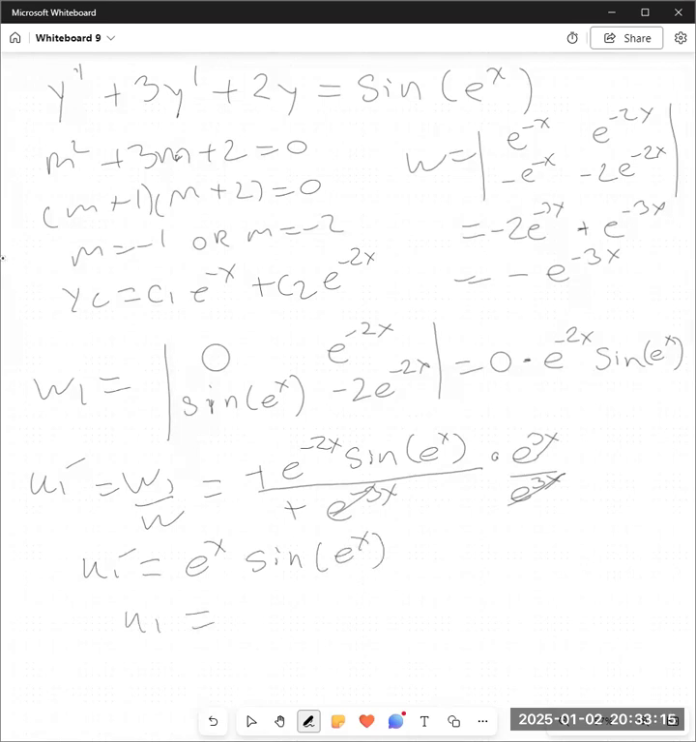So u1 is equal to the integral of sine of e to the x, e to the x dx. It's a simple u substitution that I'm not going to make, where u is e to the x and du is e to the x dx. This is the integral of sine u du, which comes out to be a negative cosine of u.